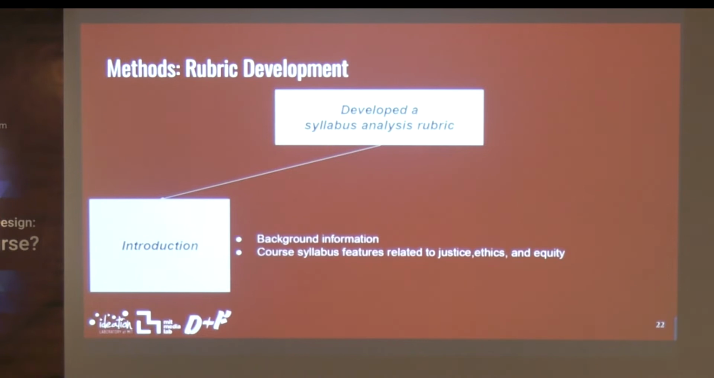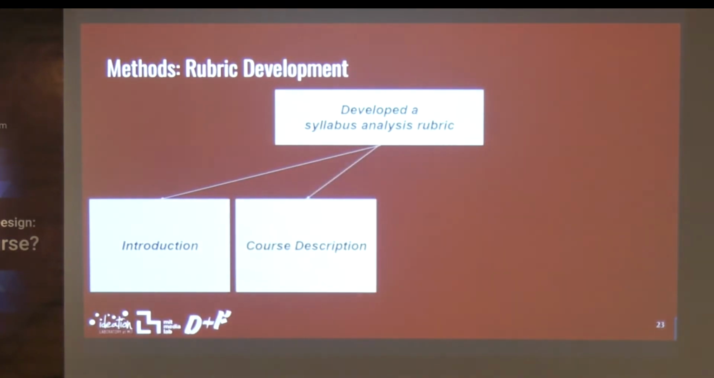So then we developed a syllabus analysis rubric with 4 components. The first was the introduction, which collects the background information, and then features of the syllabus that might relate to justice, ethics, and equity. So this includes things like a land acknowledgement, or policies related to mental health, being very upfront to see if that could be a tell for a socially minded instructor.